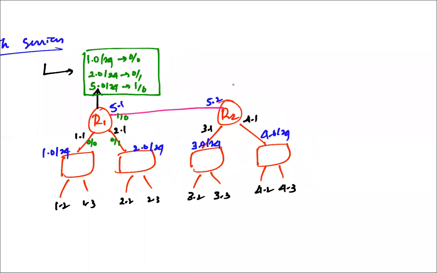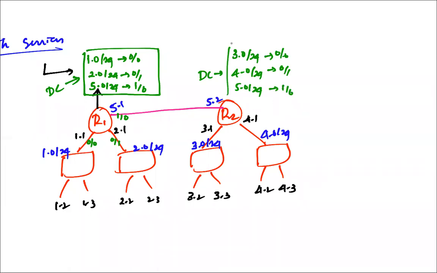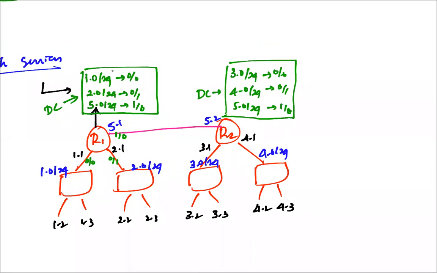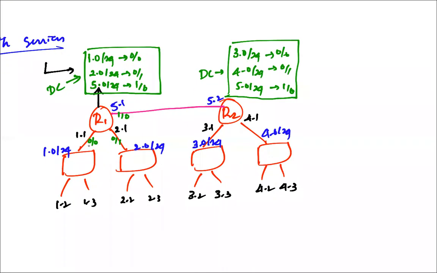Can you guys answer me in the chat how the routing table of the second router will look? These are the directly connected networks, DC. What networks are directly connected to the second router? You can answer: 3.0 is connected, 4.0 is connected, and then 5.0 is connected. And the interfaces are 0/0, 0/1, and then 1/0. Please interact with me, the chat is open, you guys can answer in the chat. Yes, this is exactly what we have.